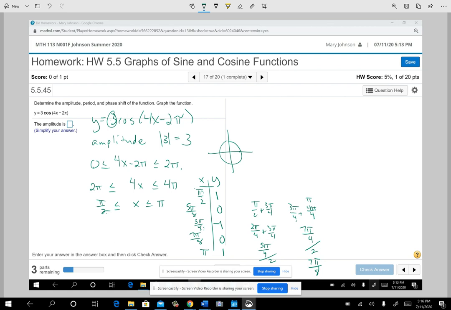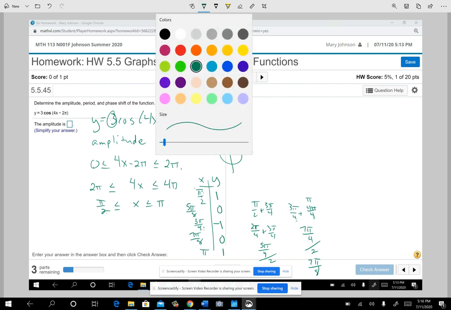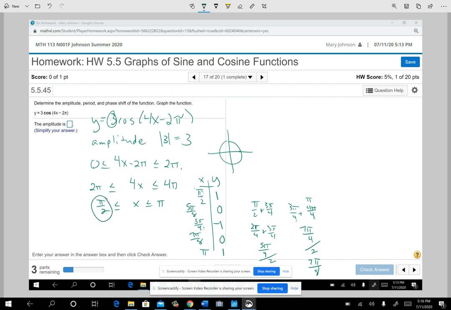But this problem asks you for amplitude, and then it asks you for the phase shift. So see that pi over 2? That's the phase shift. That's the horizontal shift. Phase shift is positive pi over 2. So that means this pattern that we see starts to the right pi over 2 units. Okay? And then to get the period, we could have found it over here if I hadn't simplified as I went, but an easy way to do it is just to find out what the difference is between the starting point and the ending point.